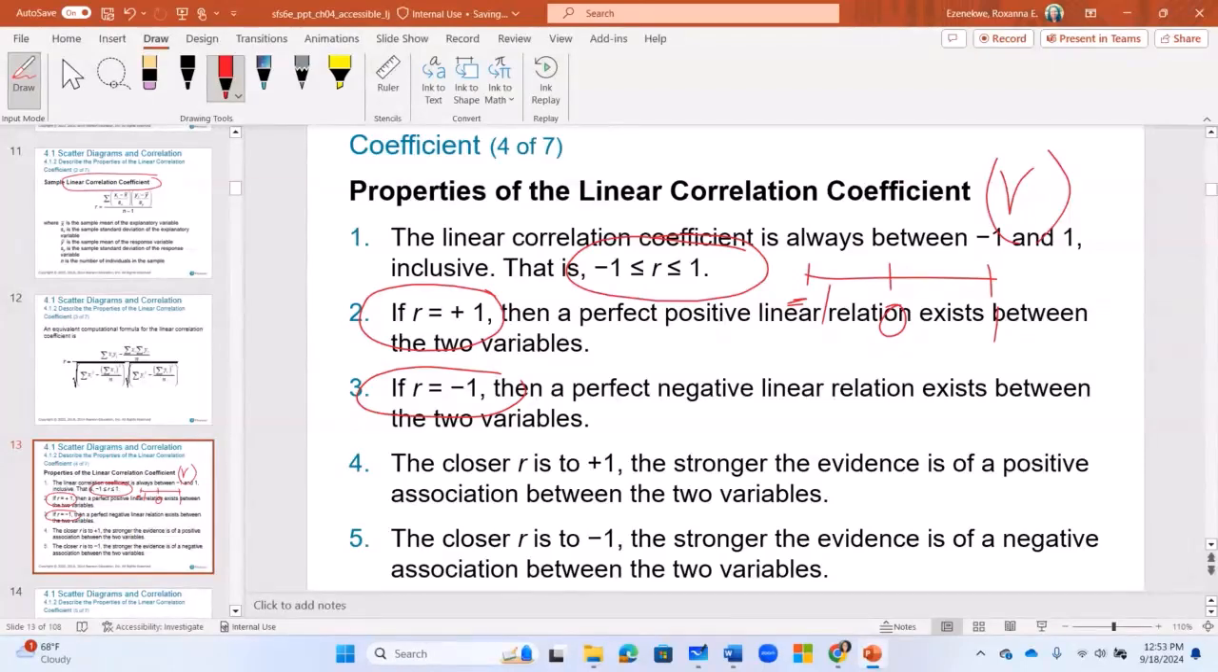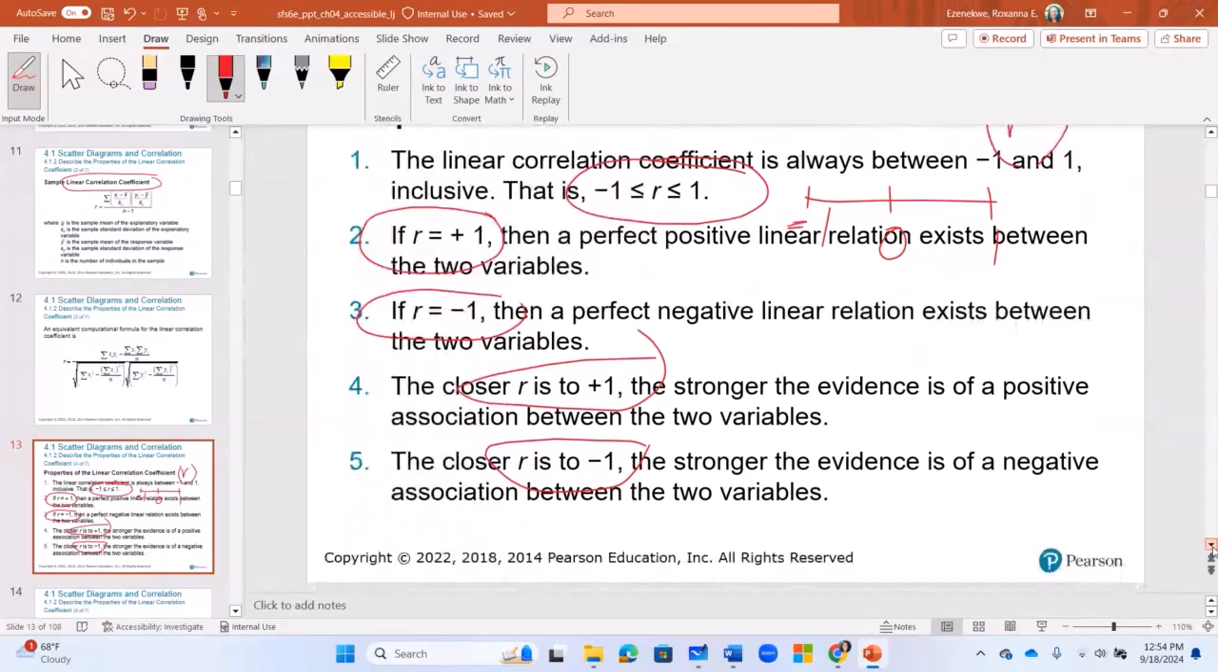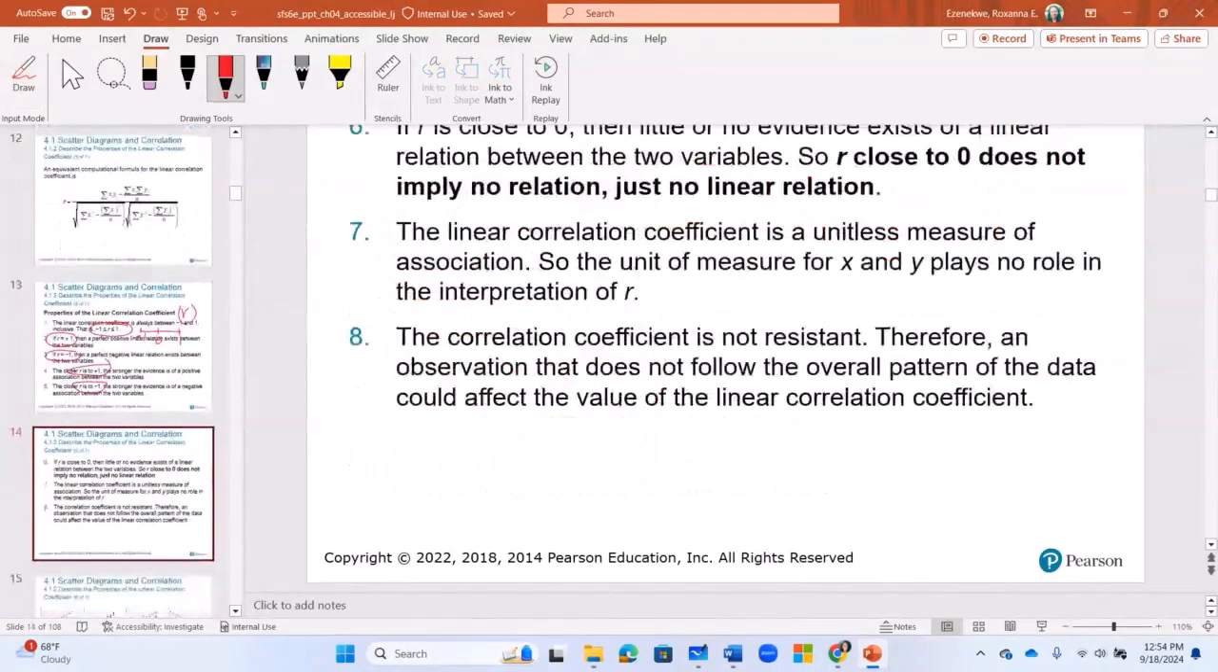If R is closer to +1, we shall say high positive linear relationship. If R is closer to -1, we shall say high negative linear relationship. If R is 0, we shall say there is no linear relationship. Okay, so let's go to the next slide. So we can have a situation where there is no linear relationship. Okay, so property number 6.